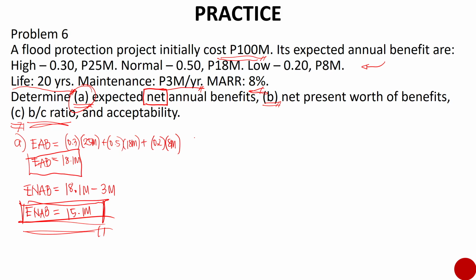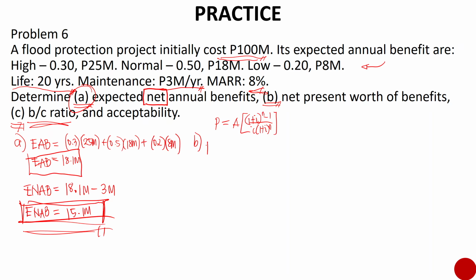All right, next is our net present worth of benefits. So we just convert to the present worth of the benefits, right? Since we have an annual amount, we are going to use this formula: P = A[(1 + i)^N - 1] / [i(1 + i)^N].